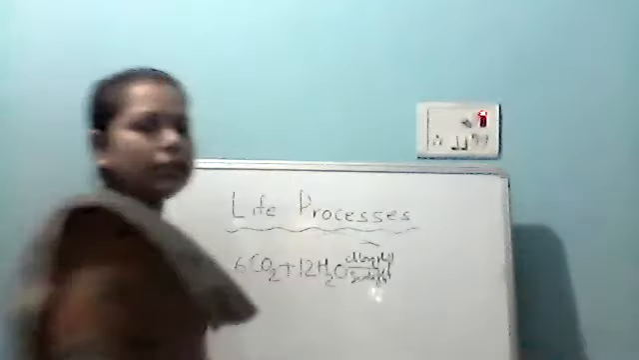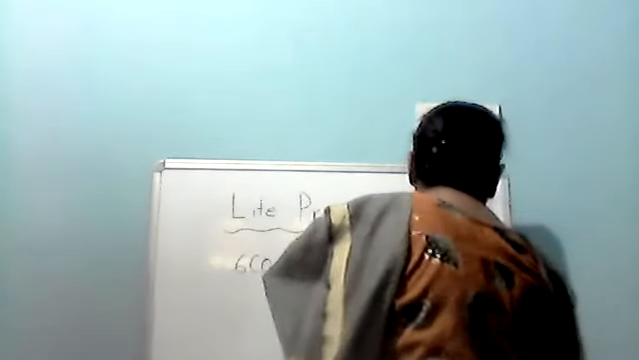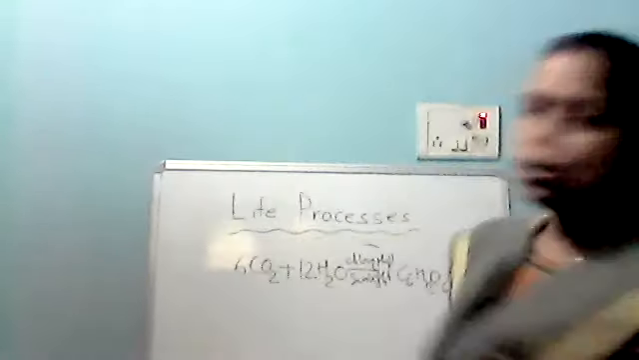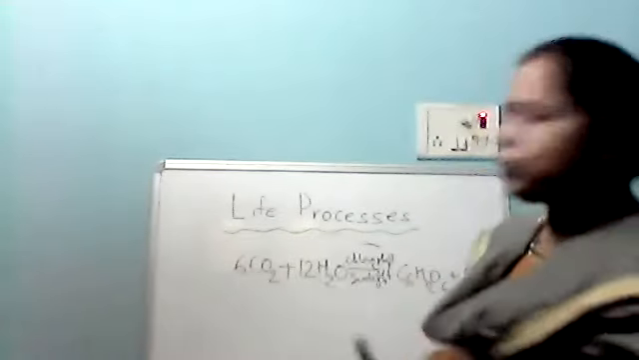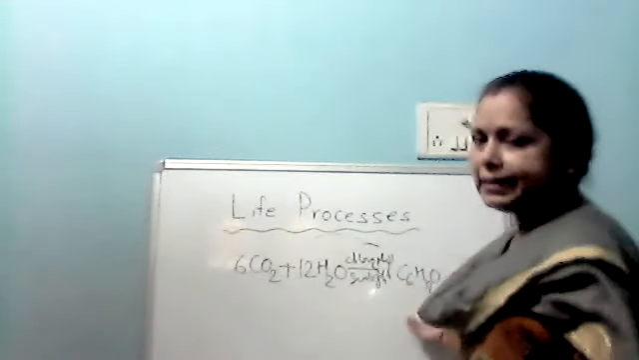in presence of sunlight and chlorophyll, it is going to give glucose, that is C6H12O6. This is glucose, 6 oxygen plus 6 water. This is the equation for photosynthesis. So what is the equation for photosynthesis? You are going to simply write this one.